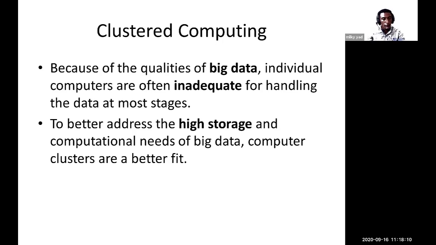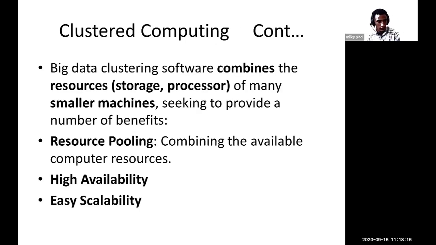So computer clustering is the main concept related with big data processing. Big data clustering software combines resources from different smaller machines, smaller computers. Actually, resources means storage, processor, RAM, and so on. So to manage big data, we need to use this concept, clustering. To use this clustering concept, we need clustering software. Clustering software simply is software which supports combining computer resources from different machines.